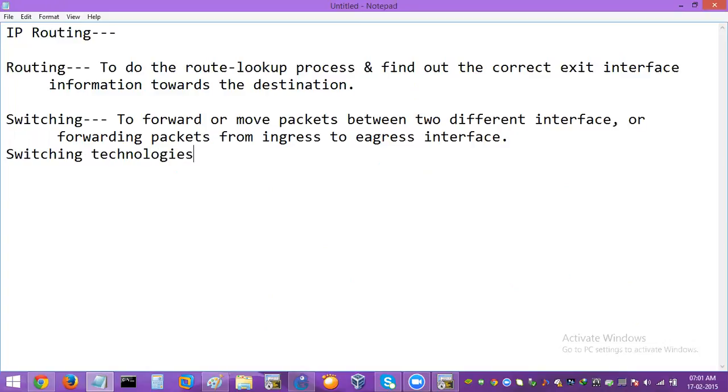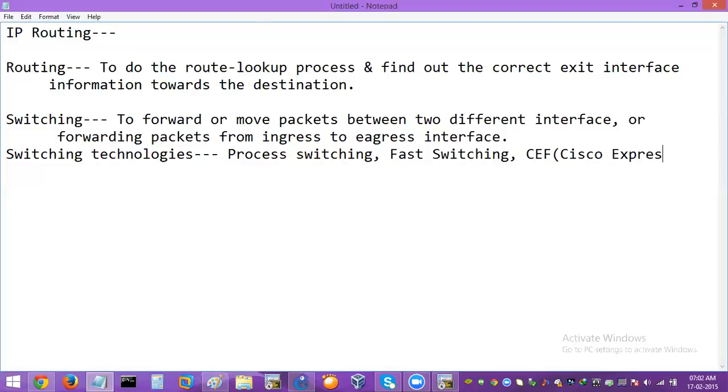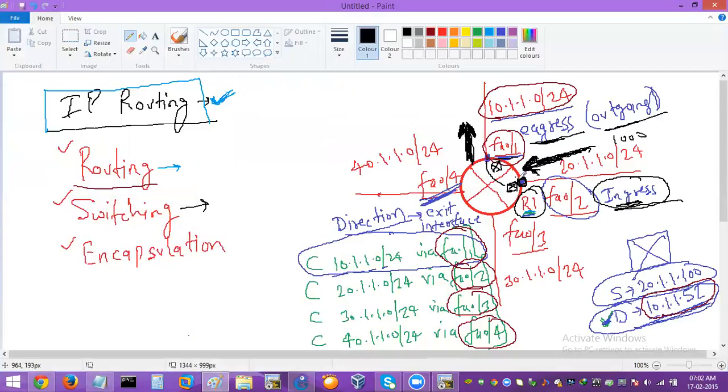The switching technologies that we have are process switching, I'll show you all the switching processes later on, fast switching, and we have this. Did you guys understand this? Switching, moving a packet from ingress to egress interface, is the switching process.